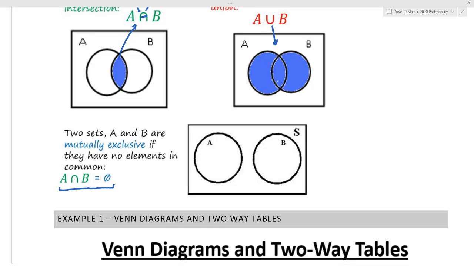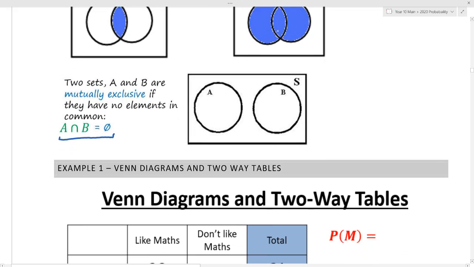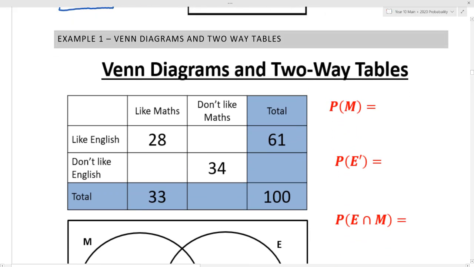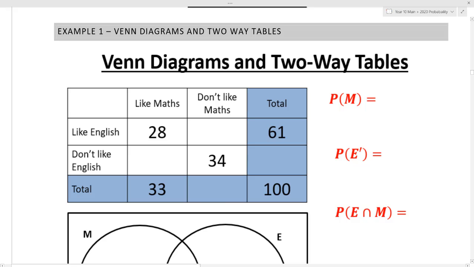Okay, now let's go for an example. Here we've got a Venn diagram and a two-way table. Let's start with a Venn diagram, all right? And by the way, we can turn a two-way table into a Venn diagram. You have the choice, but with some questions you might be given the table and have to turn it into a Venn diagram. Okay, now let's have a look.